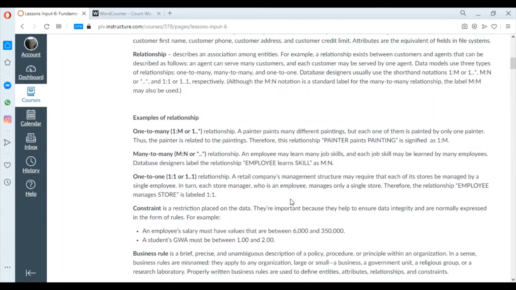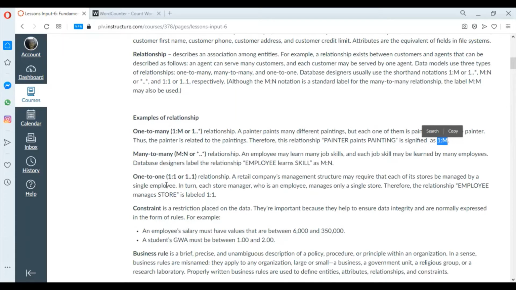Examples of relationship. We have one to many relationship. For example, a painter paints many paintings, but each one of them is painted by only one painter. A painter paints painting signifies as one is to many. Many to many relationship. An employee may learn many job skills, and each job skill may be learned by many employees. Database designers can label the relationship employee learns skill or many employee learns many skill.